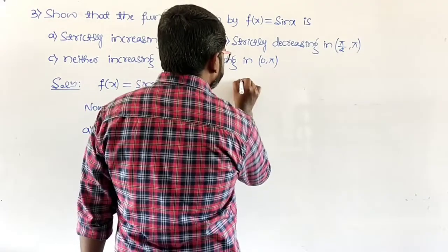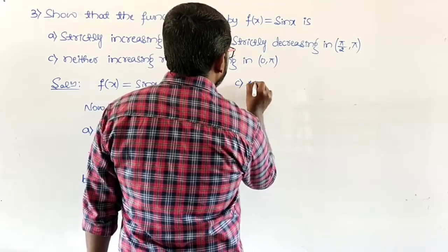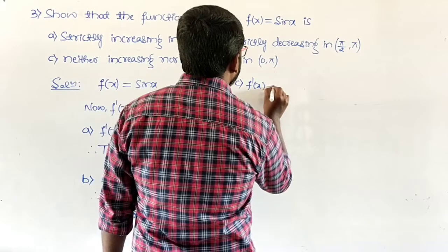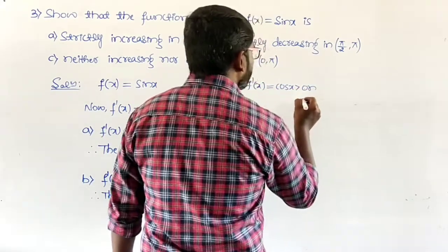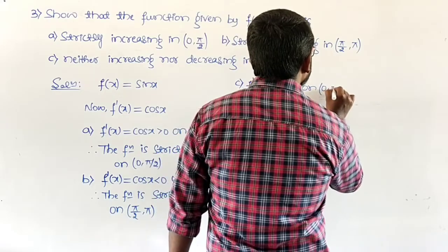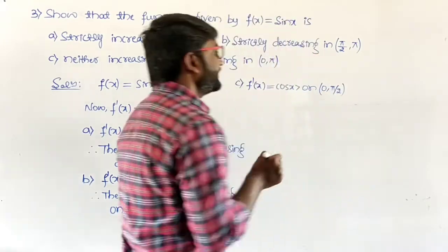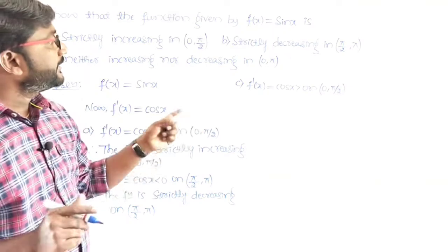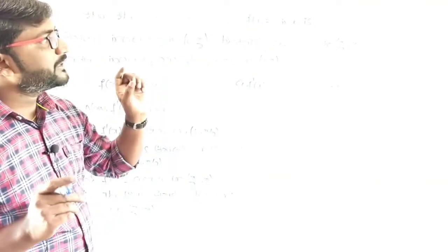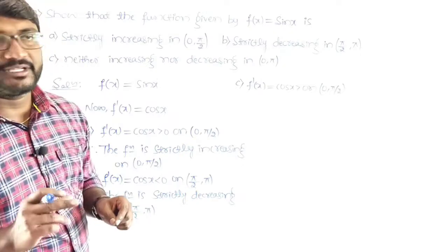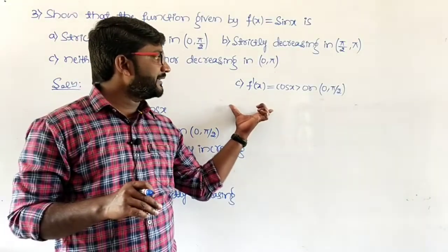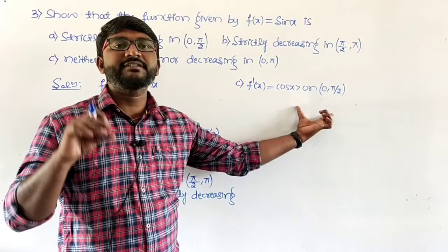It is C. So f dash of x equal to cos x is greater than 0 on the open interval 0 comma pi by 2. In this interval it is greater than 0, and for the other interval, the open interval pi by 2 to pi, it is less than 0. That means for one interval it is strictly increasing, for the other interval it is strictly decreasing.